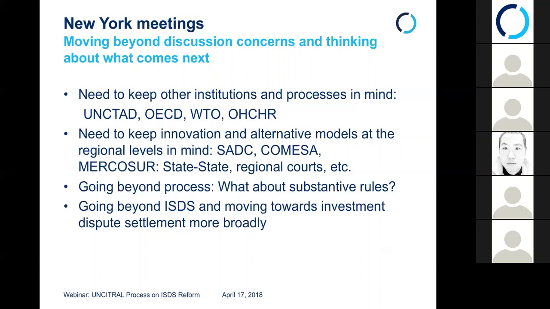And then of course, what I think I mentioned earlier is the need to go beyond just discussing investor-state dispute settlement and thinking about different models and dispute settlement more broadly. If we think about the possible creation of a new mechanism, if that mechanism was just to replace investor-state dispute settlement with a more permanent investor-state dispute settlement without being more creative and thinking beyond ISDS, I think that obviously would be a missed opportunity.